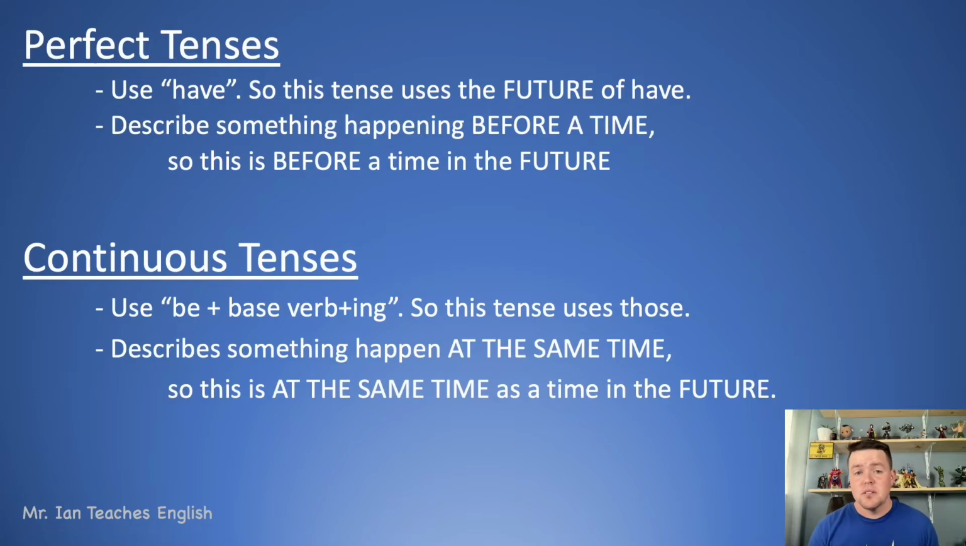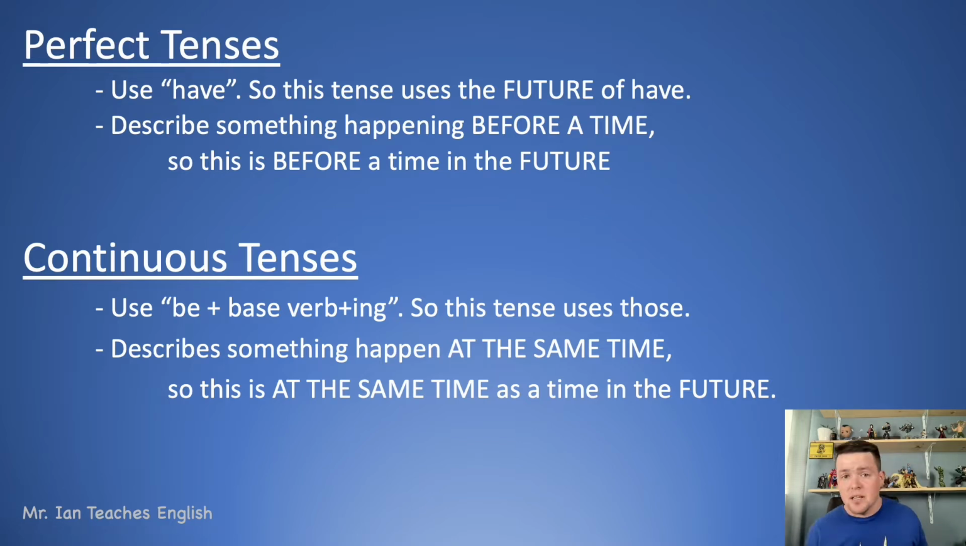Now, to learn this verb tense, we're going to look back at the type of tense it is. This is a perfect tense, which means that it follows the rules of all the other perfect tenses, which means it uses have and the past participle. Also, it describes something happening before a time. So for this, we'll use the future of have and we'll use a future time. And whatever we're talking about happened before that time.